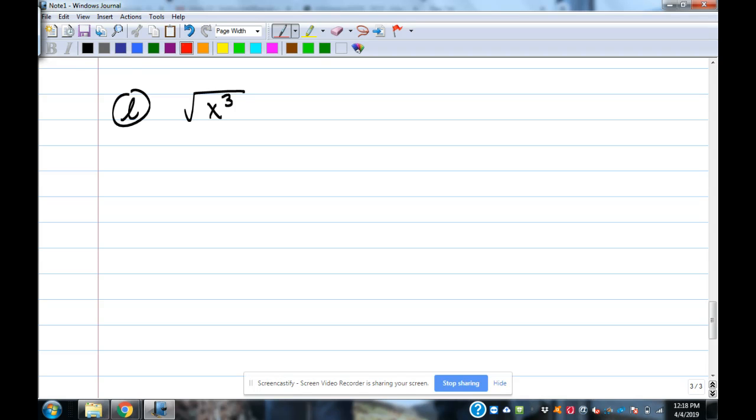Now, since it's a variable, we can't really do a factor tree for it, right? And so what does x cubed even mean? It means x times x times x. 3 of them, right? That's what cubing something means. So x to the third power means x times x times x. Well, hey, is there a pair of x's there? There's one pair right there. That x can come out, and then this one doesn't have a partner, so he's got to stay in.